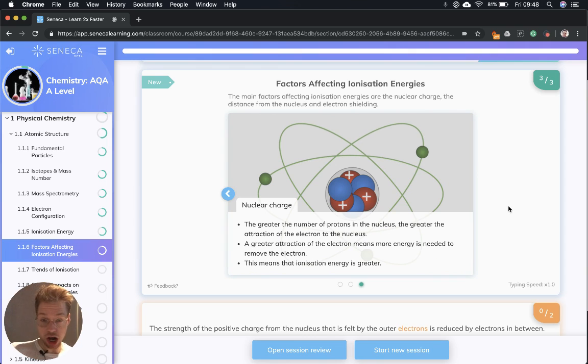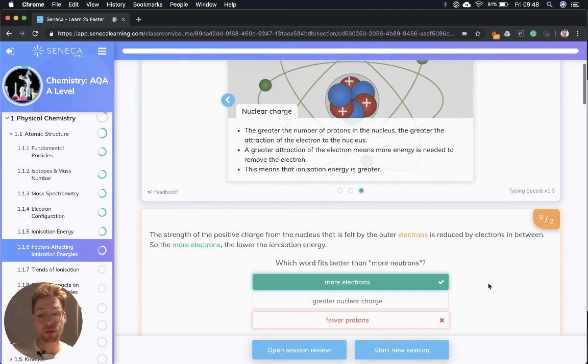The nuclear charge, let's talk about that guy. The greater the number of protons in the nucleus, the greater the attraction of the electrons to the nucleus. A greater attraction of the electrons means more energy is needed to remove the electron. So the ionization energy is greater.